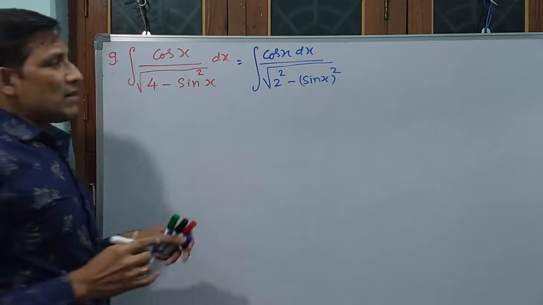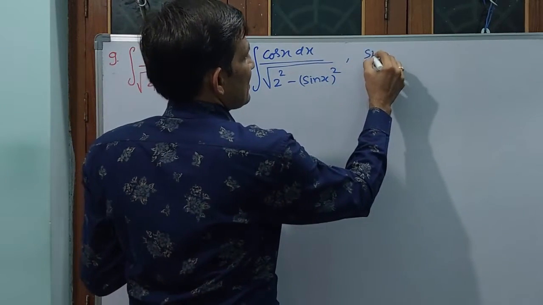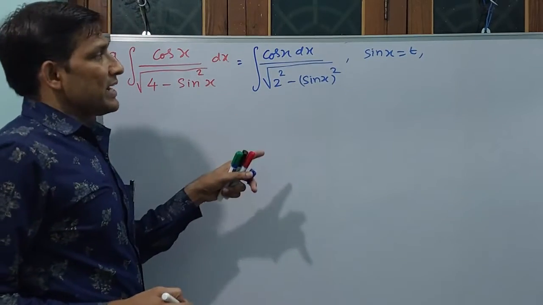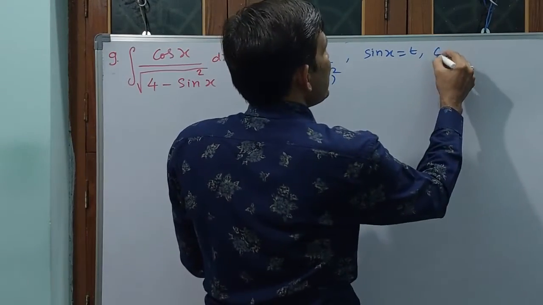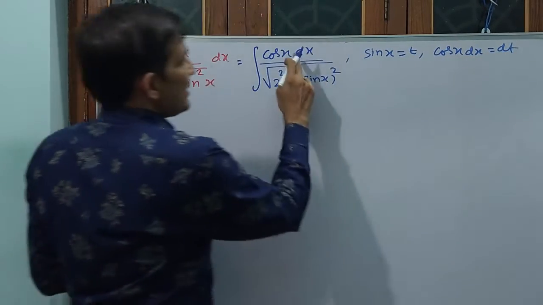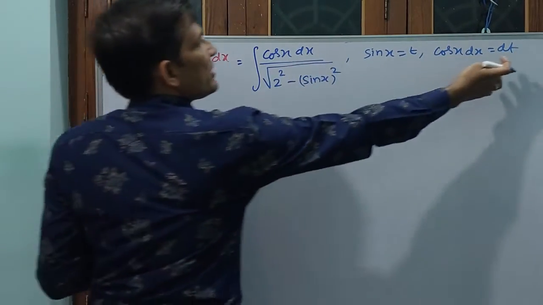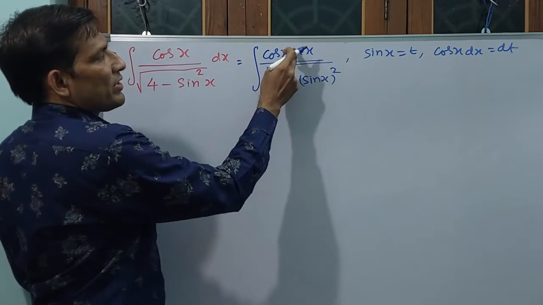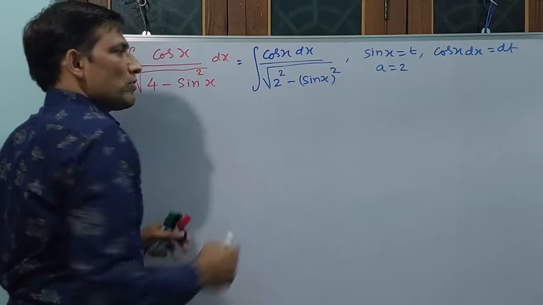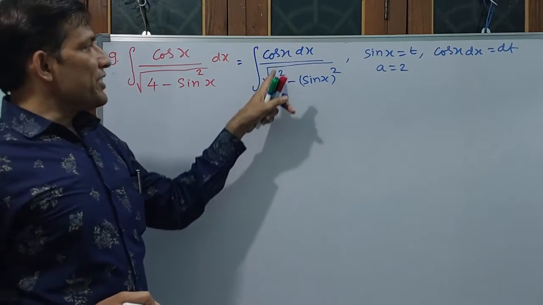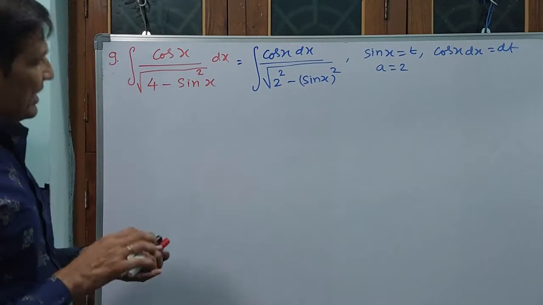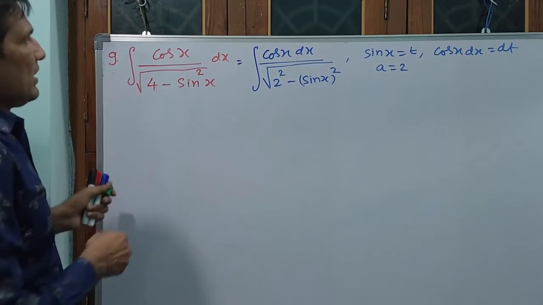Now what I am writing, let sin x be equal to t. If sin x is t, then cos x dx will be dt. That means cos x dx you can replace with dt, and a you take as 2, because 2 square. Now it has become dt by under root of a square minus t square. Let us proceed further.